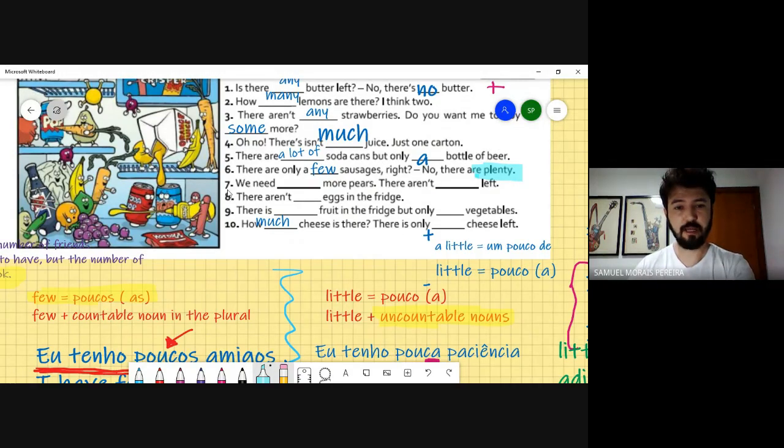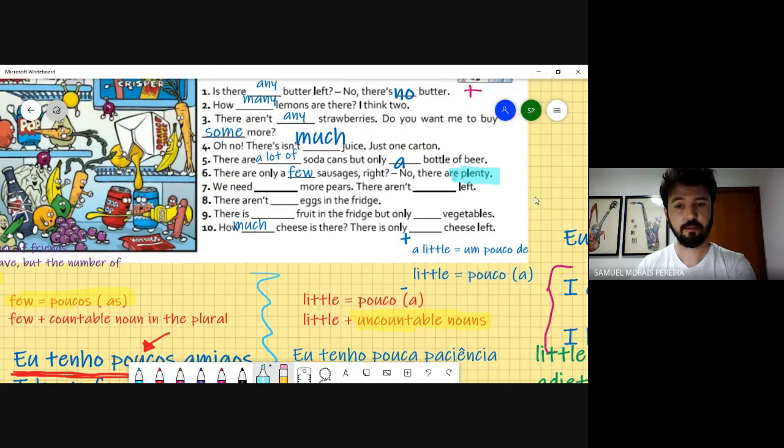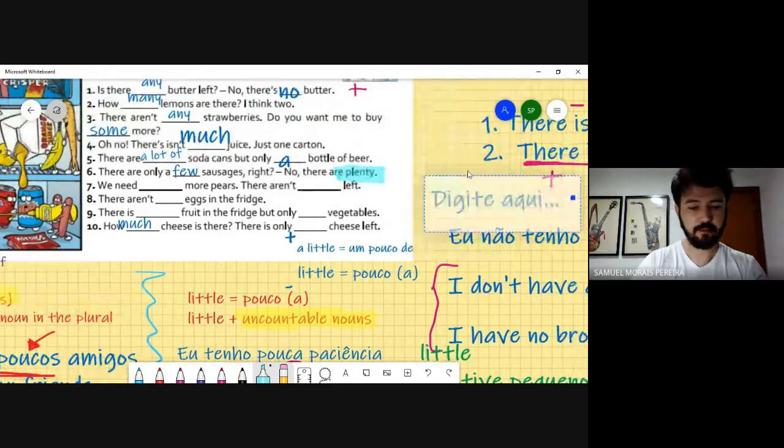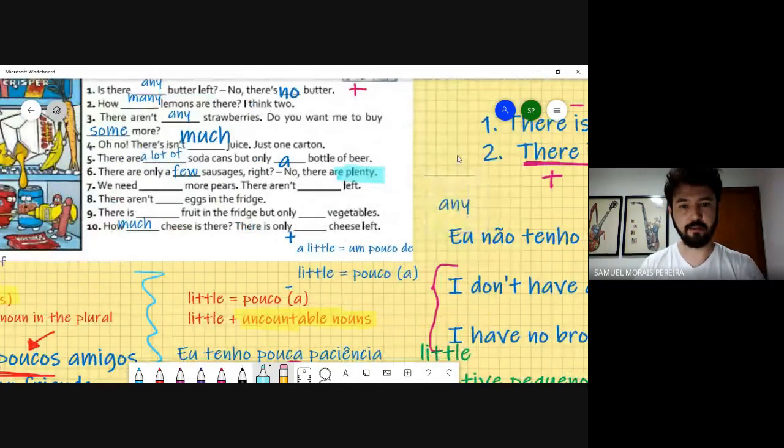Moving on, number 7. We need more pears. There aren't nenhuma sobrando, ó. Nós precisamos de mais algumas peras. Não tem mais nenhuma sobrando. Acabaram as peras, ó. Não tem mais nenhuma. Nenhuma. Let's start here with the second sentence. How do I say não tem nenhuma? Any. Yes. So the word I need here is the word any.